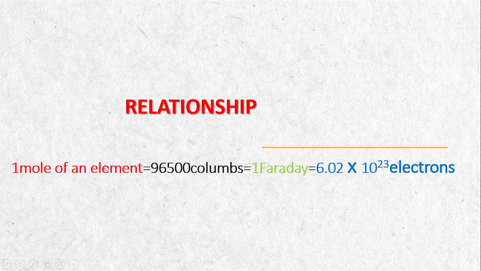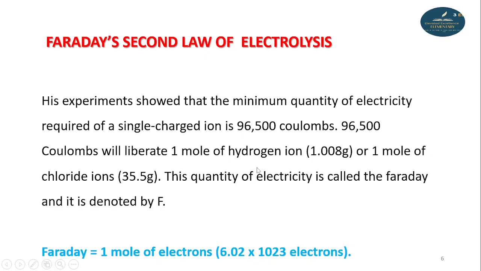So we should remember this relationship, because what we have here is that 1 mole of hydrogen ion is equal to 96,500 coulombs, as it has been confirmed, and we also have that 1 mole of electrons is equal to 1 Faraday, and 1 Faraday is also equal to 96,500 coulombs. So when we begin working on the calculations, we will be using these formulas.